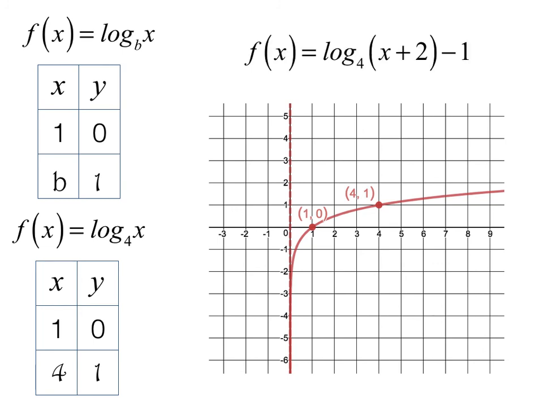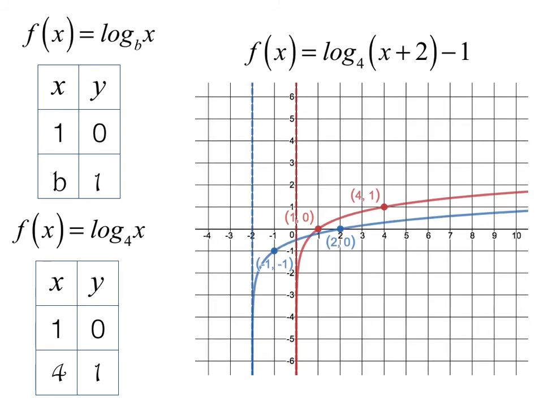Think about how this graph would change. These 2 points that I have graphed here, I'm going to shift all my x values to the left 2 and all my y values down by 1. Not only have my x and y values shifted, but my asymptote has also shifted. It's been moved over to the left 2.